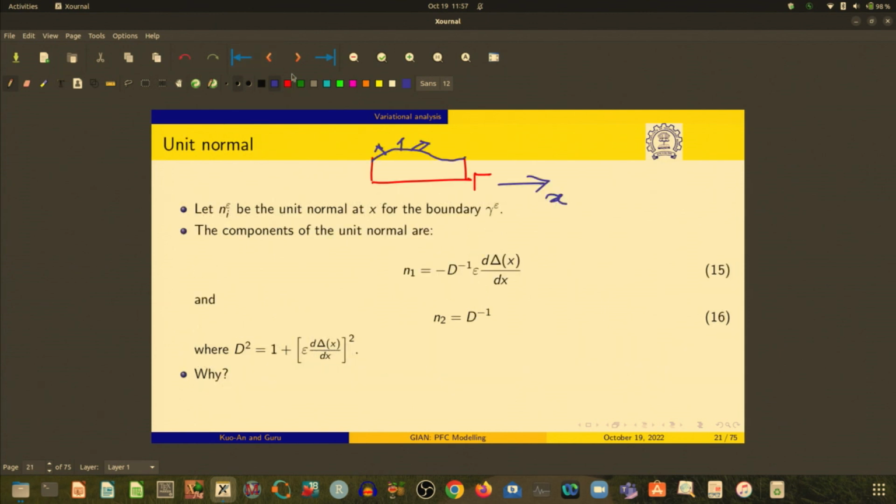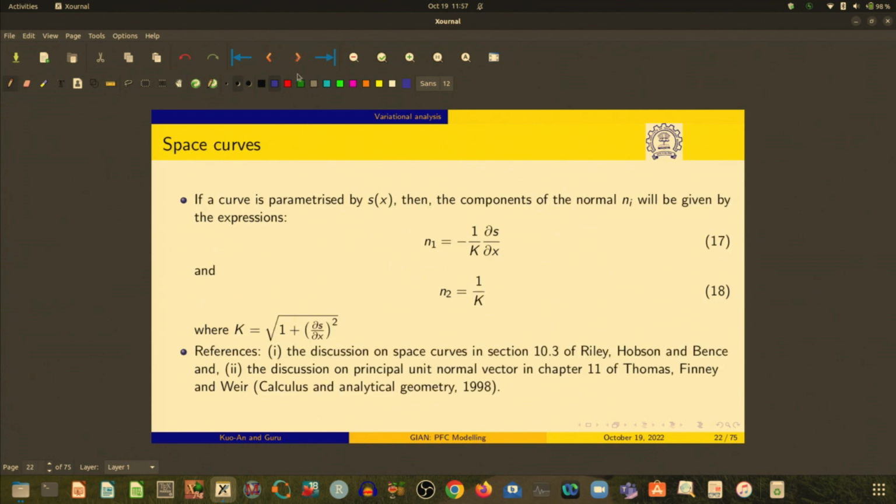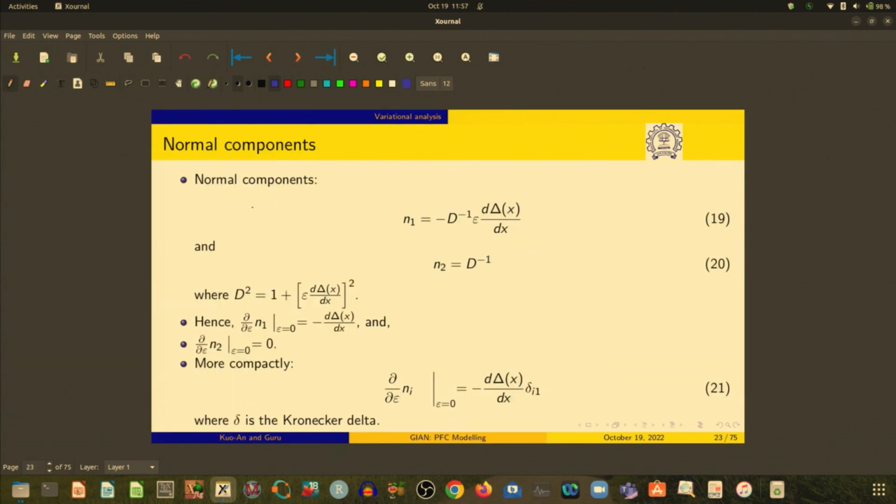This is the place where, if you read Grinfeld, he will say obviously the normal is this. So, you need to know why that is the normal, you can go look. I like Riley, Hobson, Bence, but the other book is also a classic, Thomas and Finney. I do not know how many of you use Thomas and Finney any time for calculus. Okay. So, those are the normal components.